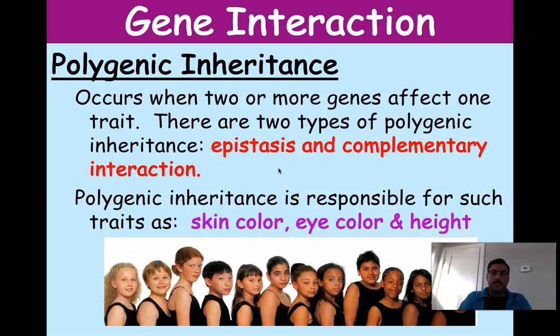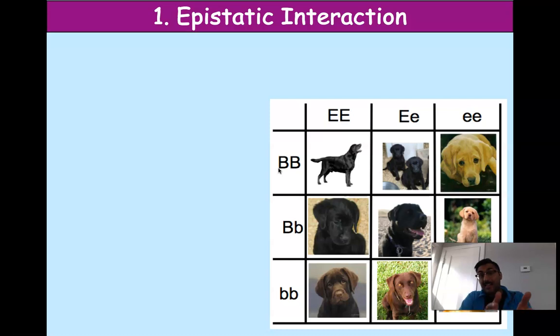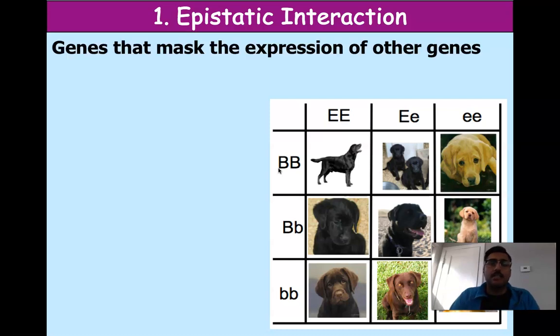Let's start with epistasis, and then we'll move on to complementary interaction. So epistasis, or in other words, epistatic interaction, is when you have a gene that masks or covers the phenotypic expression of another gene.